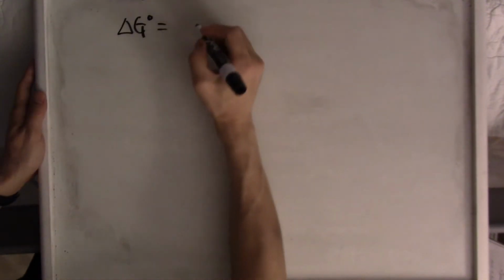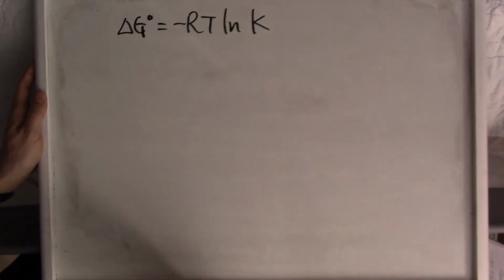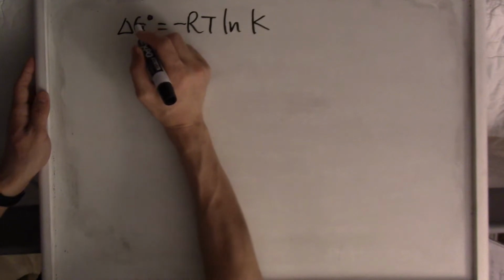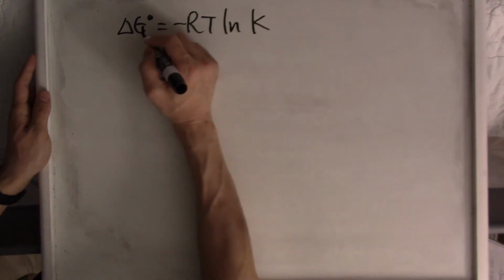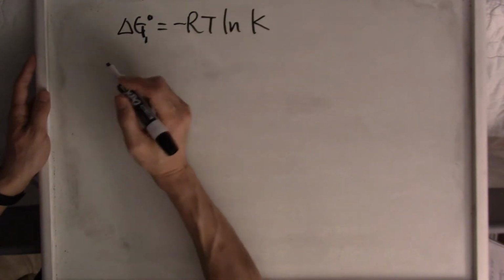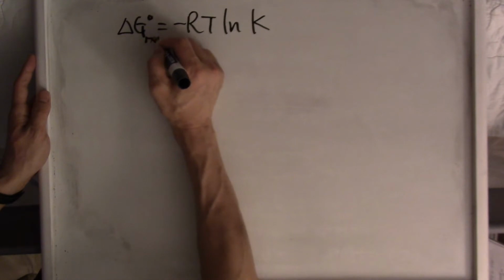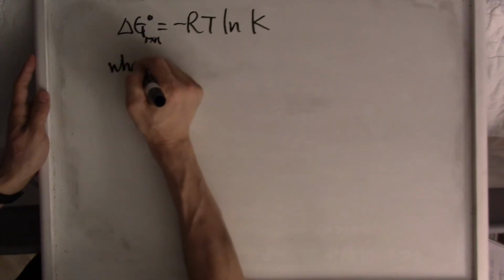All right, so earlier we had delta G standard is equal to minus RT natural log of K. That's the relationship between the equilibrium constant and the delta G. But now, let's say delta G of the reaction is equal to minus RT natural log of K. Let's say this is standard condition. So what does this mean?